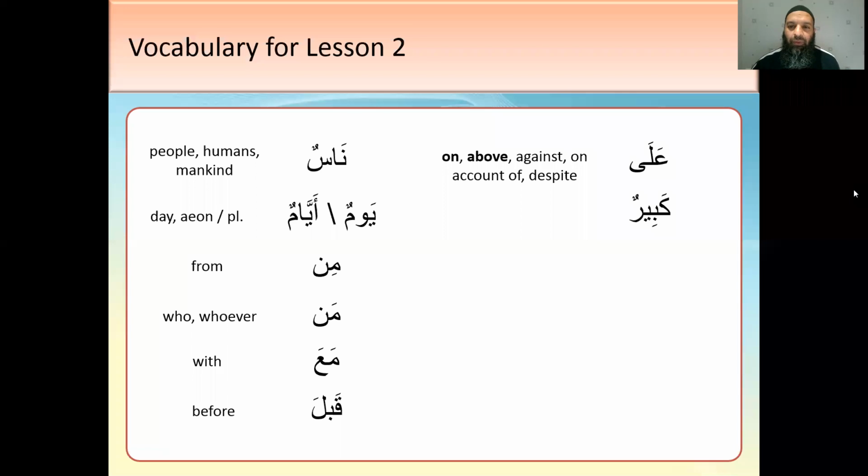Can Allah be upon as well? Upon, yes. Could be upon as well. It's like on, upon. Okay, kabirun, sister. Big, great. Fantastic. It can also mean old, great, big.